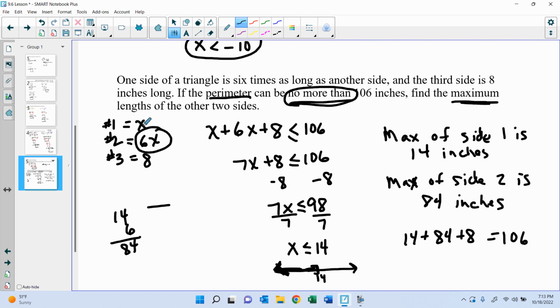So let's say side 1 was 10, because that's less than 14, then side 2 would be 60. If side 1 was 5, because that's less than 14, then side 2 would be 30, and so on. Okay, so that's it for this. Certainly rewind the video, watch it again if you need to, but that's our lesson 9-6.